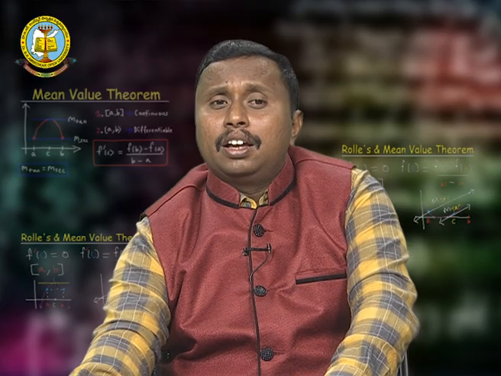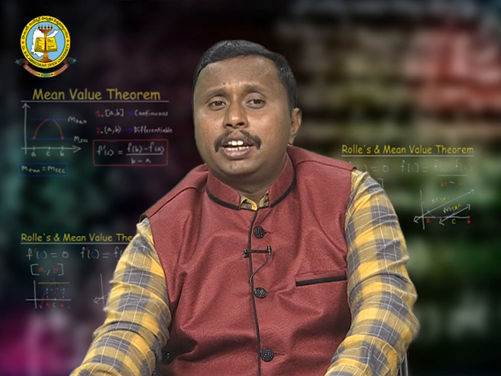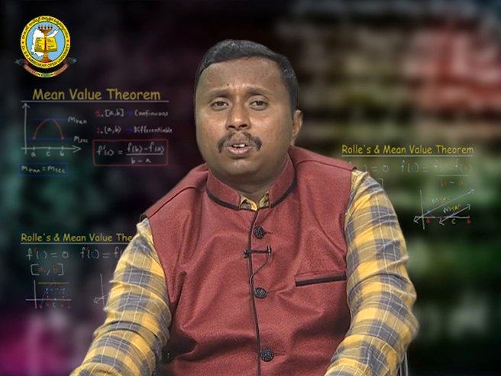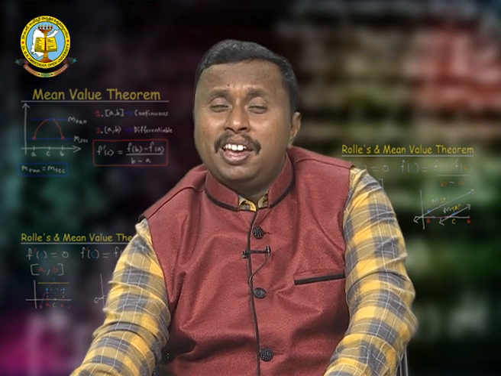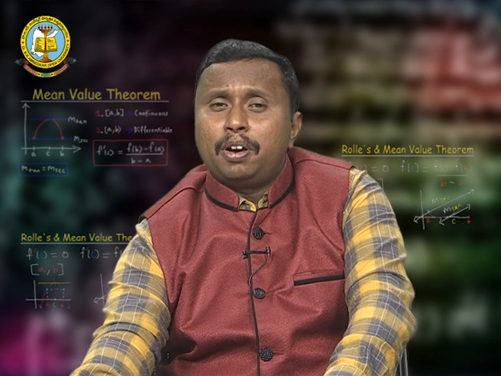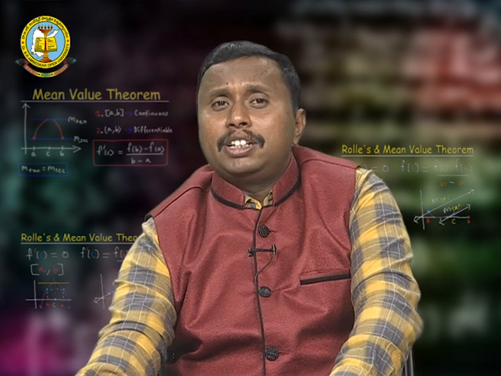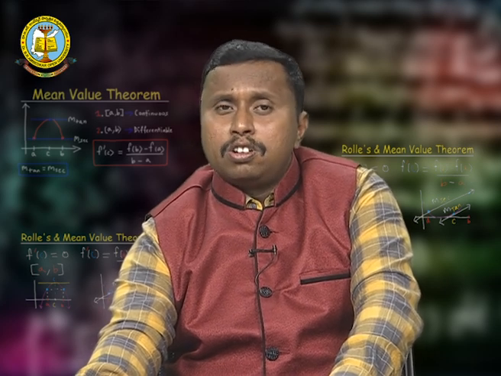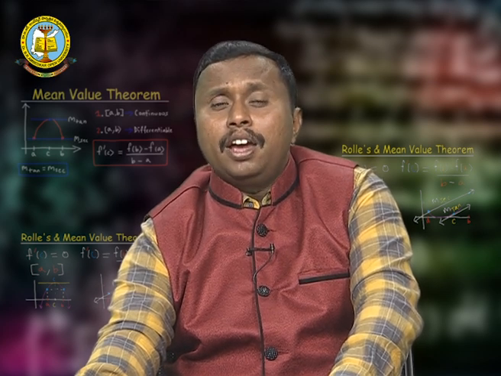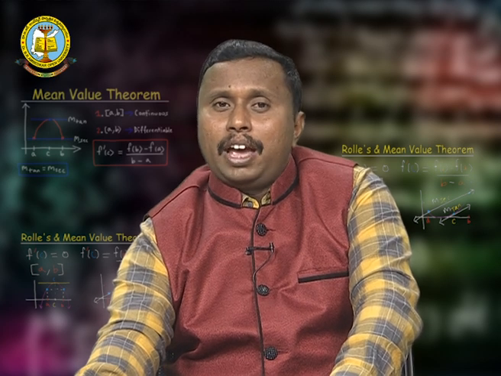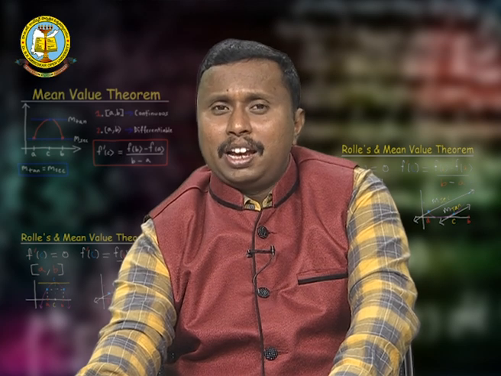Now let us see the Lagrange mean value theorem. What is the statement? f is continuous on the closed interval [a, b] and f is derivable on the open interval (a, b), then there exists c in (a, b) such that f(b) − f(a) = (b − a) f'(c). So this is the difference between Rolle's theorem and the Lagrange mean value theorem. It is very important that in your examination they can ask you to state and prove Rolle's theorem and state and prove the Lagrange mean value theorem.